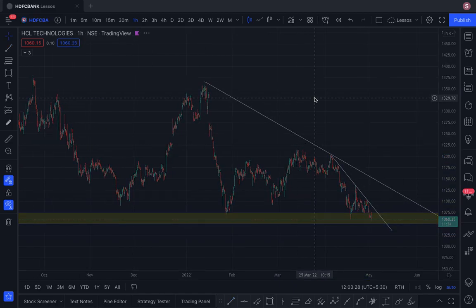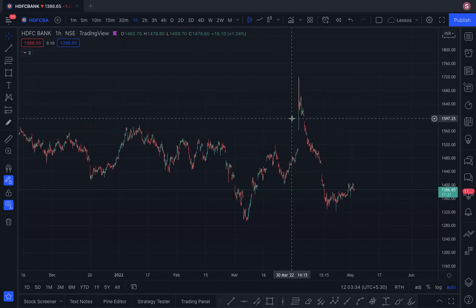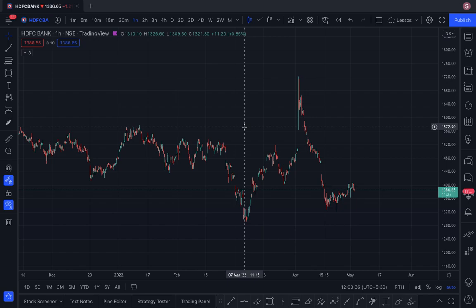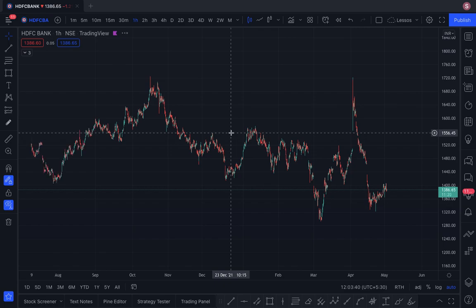Now let's take a look at another stock. You have to practice. I do not force the trend line. It should come naturally. If you are not able to make the trend line, it means it cannot be made at that point. Do not force the trend line over any point.